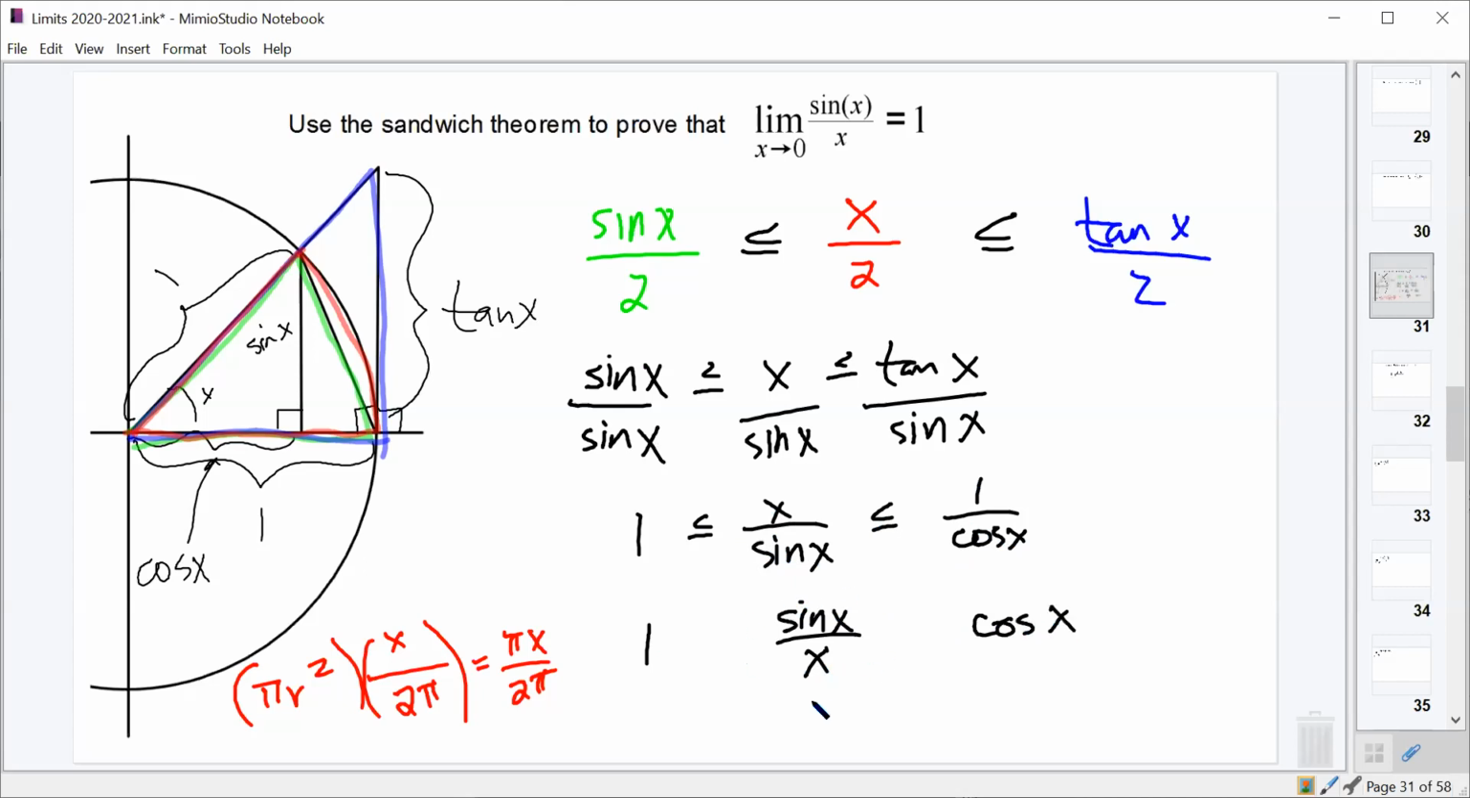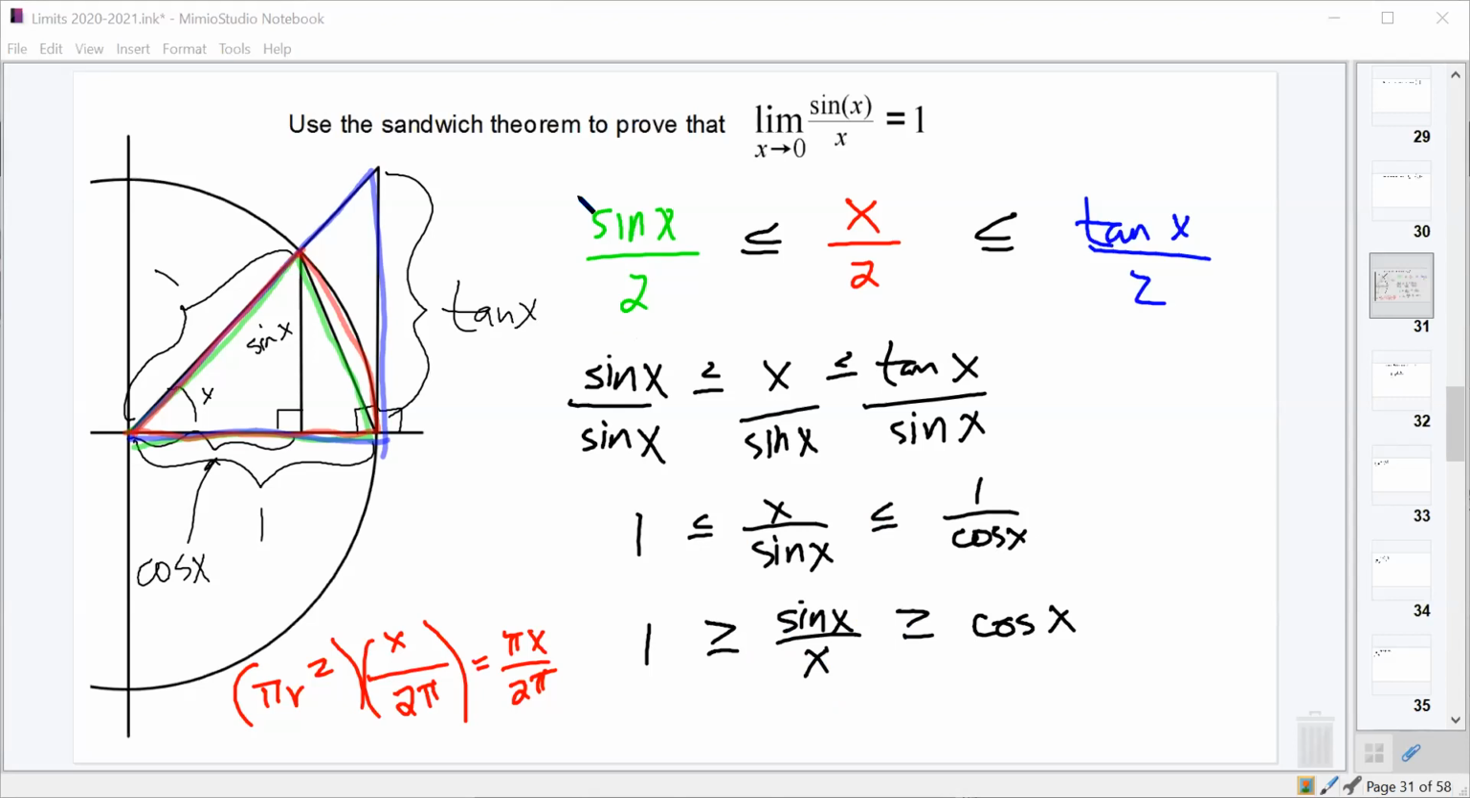So now I've got the function I want in the middle. But what has to happen with these inequality signs? Anytime you take the reciprocal of every piece of an inequality, the inequality signs flip. So we got to make sure we do that. Then what do we need to do next?